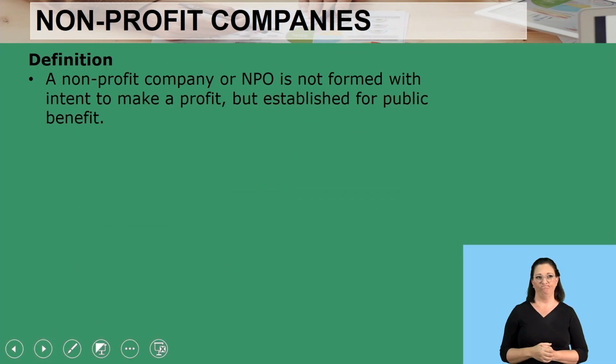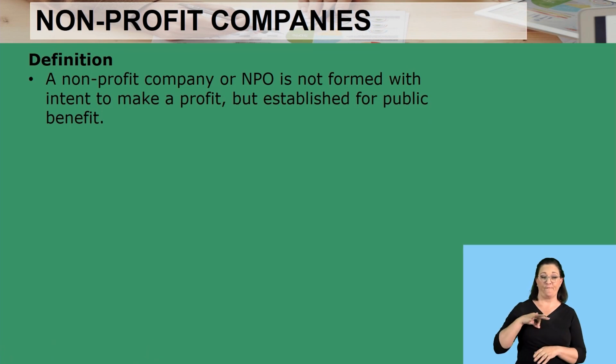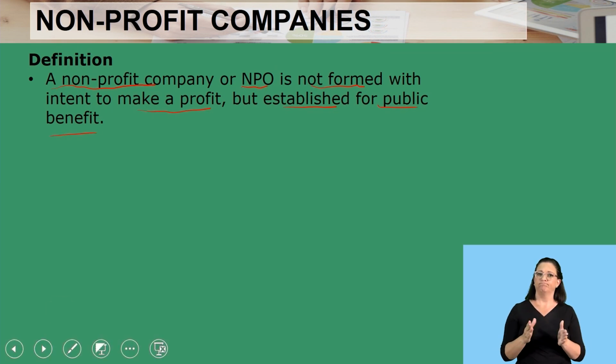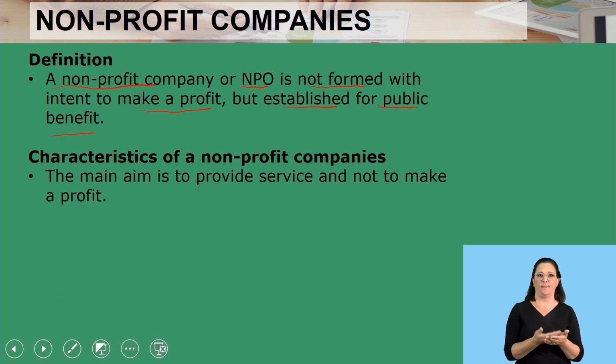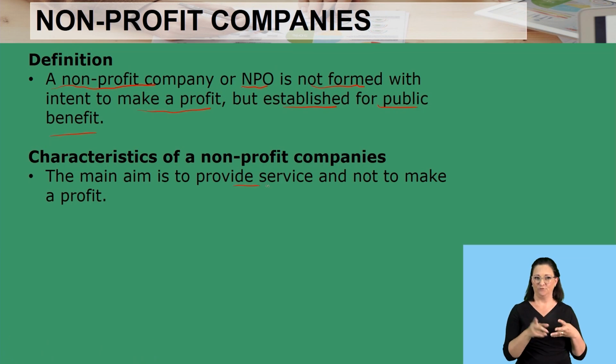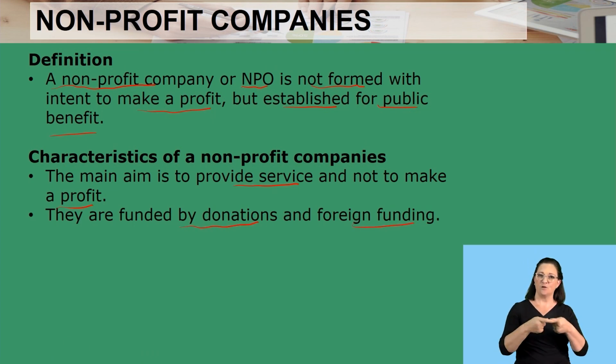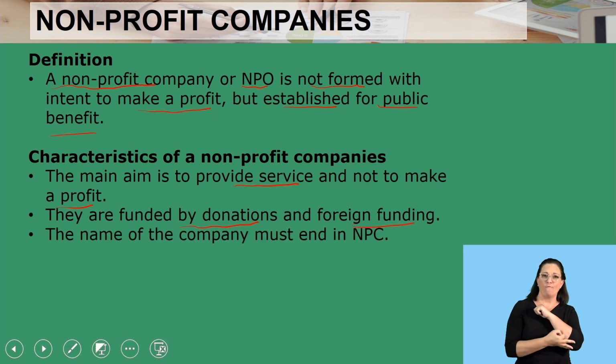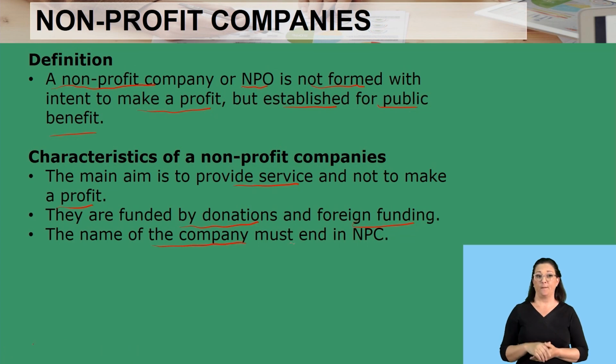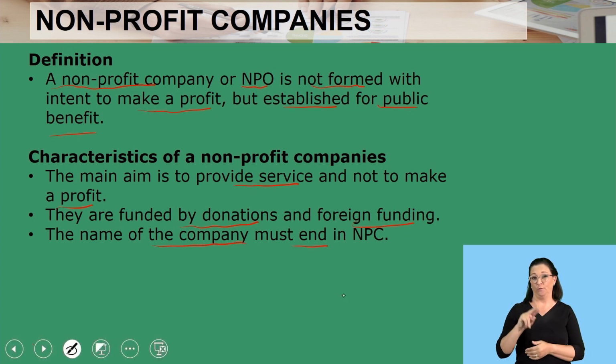Then we have non-profit companies. A non-profit company or an NPO is not formed with the intent to make profit, but established for public benefit. That is your non-profit company. What are the characteristics? The main aim is to provide services, not to make a profit. That is 1. Number 2, they are funded by donations and foreign funding. And then number 3, the name of the company must end with NPC.